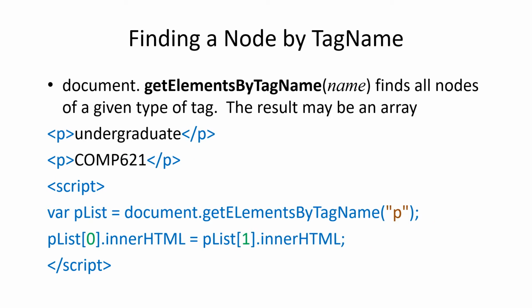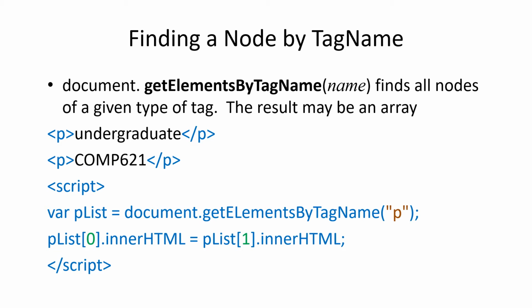Another way for a JavaScript program to access the elements on a web page is to use getElementsByTagName. That returns all the elements that have a particular tag, a tag being an HTML tag like <p> for paragraph, <img> for image, or <button> for buttons. Now, many programs will have multiple items of this type. Most programs have lots of paragraphs. In this example, there are two paragraphs: <p>undergraduate</p>, then <p>comp 621</p>. So there are two paragraphs.